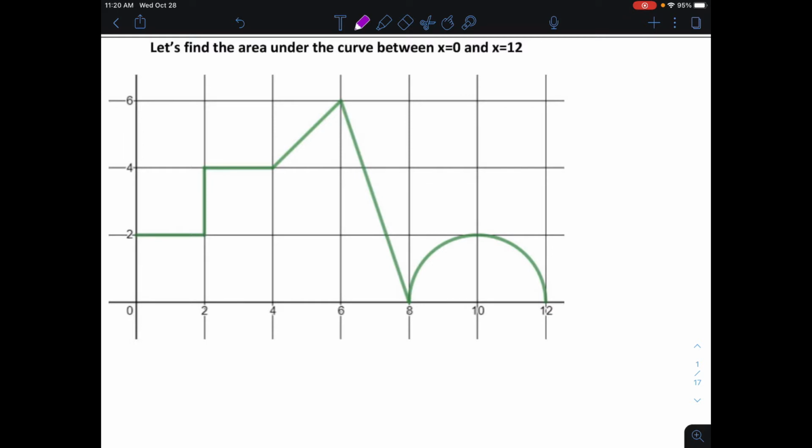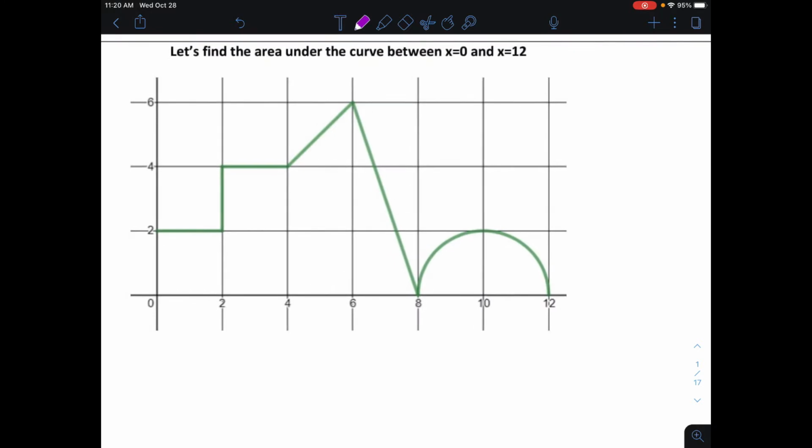Okay, so the next problem here is we want to find the area underneath the curve from x equals 0 to x equals 12. Now, if we're fortunate to have a graph like this, we could use geometry rules where we come through and find the individual areas between the curve and the x-axis.